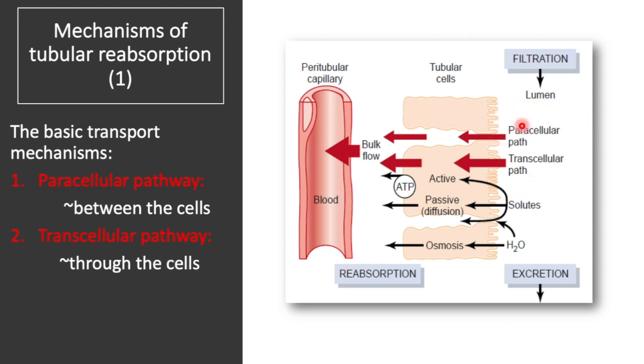For paracellular pathway, the filtrates or substances in the lumen pass through the epithelial layer of the tubule in between the tubular cells and into the peritubular capillary. Whereas for transcellular pathway, the way the substances reabsorb from the lumen to the peritubular capillary is through the tubular cells. This paracellular is in between the cells and transcellular pathway is through the cells. So these are the pathways that substances can get through from lumen into the peritubular capillary.